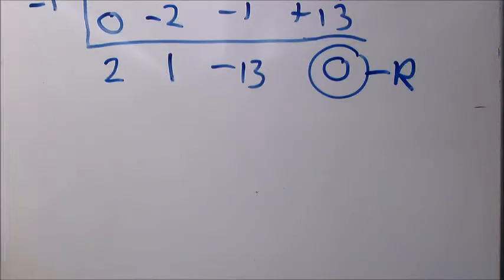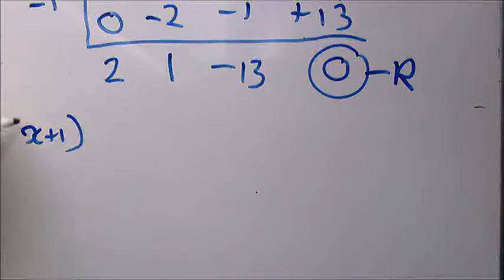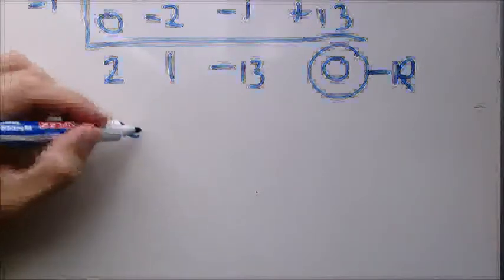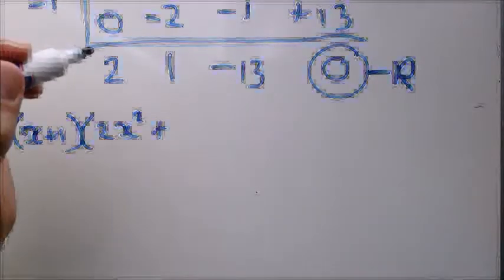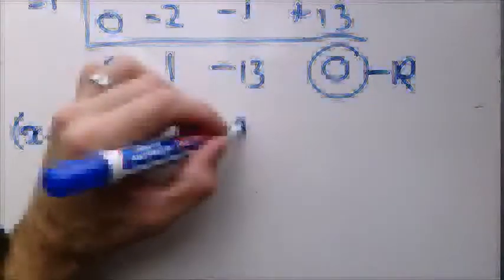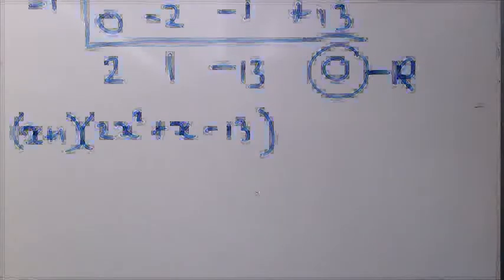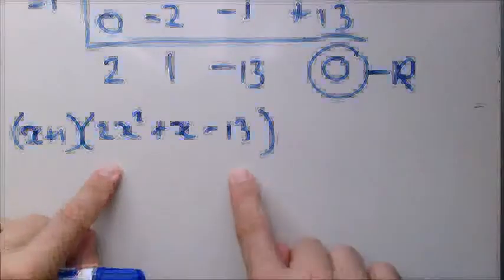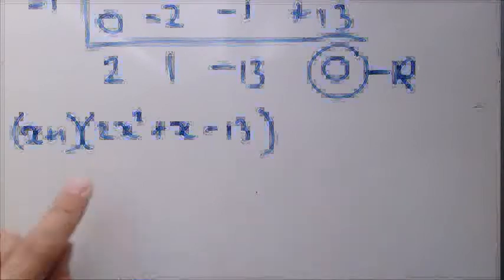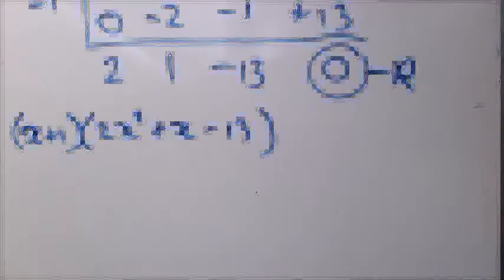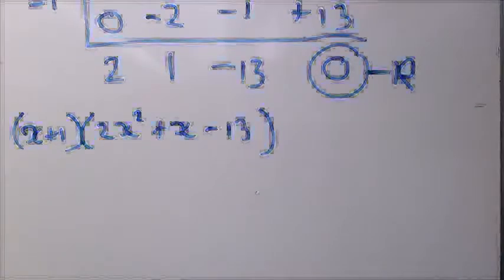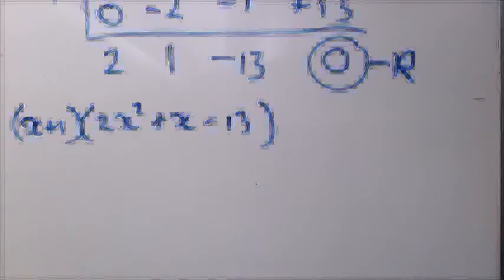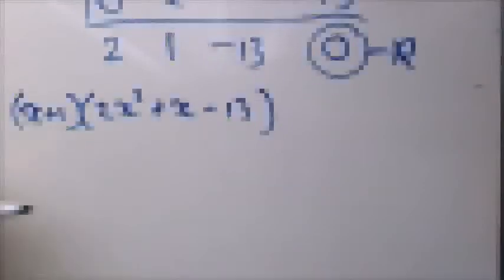So now we know what? We know that the expression is actually equal to x plus 1 times 2x squared plus x minus 13. Now we still need to get this into factors, right? And you can clearly see here that we won't be able to do that by just factorizing, right? So we are going to have to use the quadratic formula.